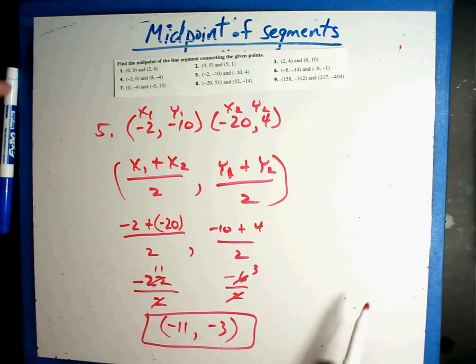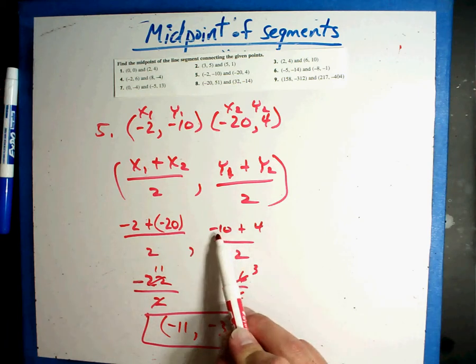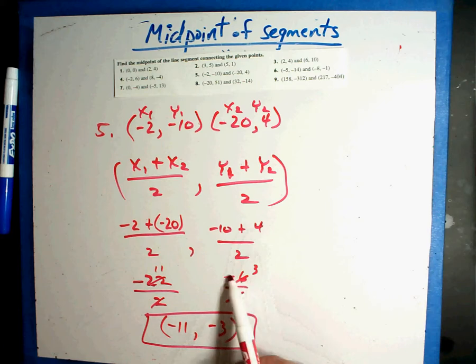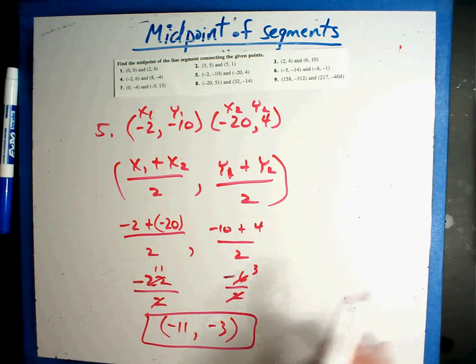There's my answer, negative 11, negative 3. If you're not quite sure how to get this, if you put it on your calculator, negative 10 plus 4, you'll get negative 6. Your calculator actually does it for you. And then divide by 2. Use your calculator as much as you can. It will help you on a lot of these problems.